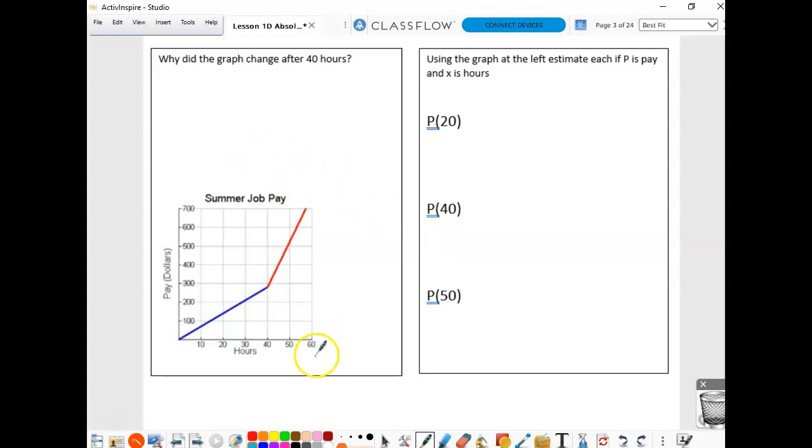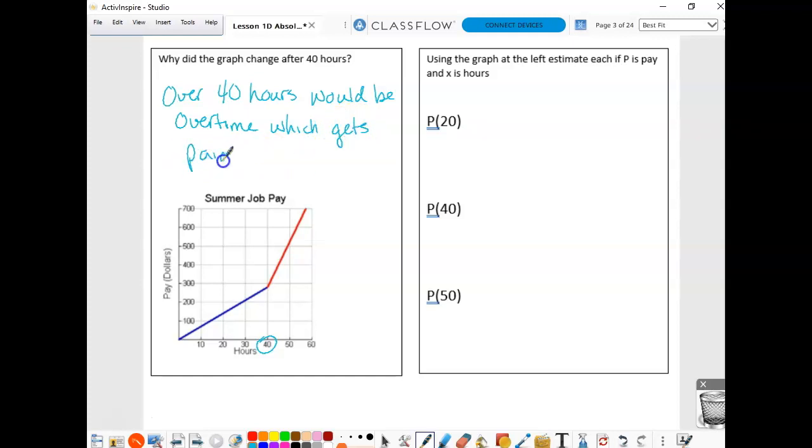Well, a lot of times, once you hit a 40-hour work week, that's a normal work week. So you're actually working overtime. So over 40 hours would be overtime, which gets paid more. A lot of times it's like time and a half or something like that.